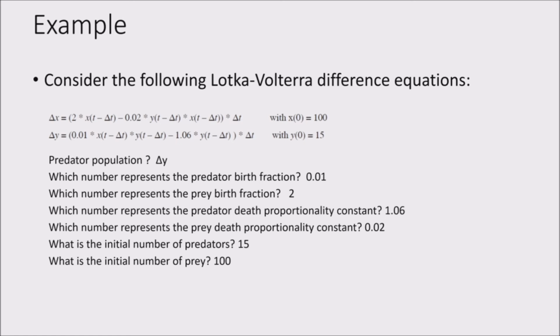So what is this one? Okay, you have delta x and delta y. You don't know what those are, right? And it asks, consider the differential equation given to you, which one is the predator population? So how do I identify the predator population?